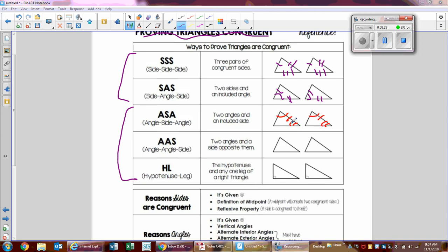When I have angle, side, angle, the other one would be AAS, angle, angle, side. So it can be this angle congruent to this angle, this angle here congruent to this angle, and then a side that is congruent to each other. And HL only works if you see a right triangle. That means the hypotenuse is given to be congruent, and any of the legs. It can be this leg congruent to this one. We're going to talk about each of them in detail, okay?